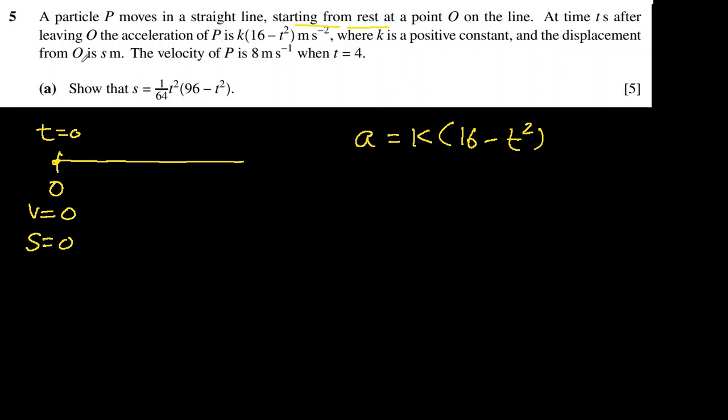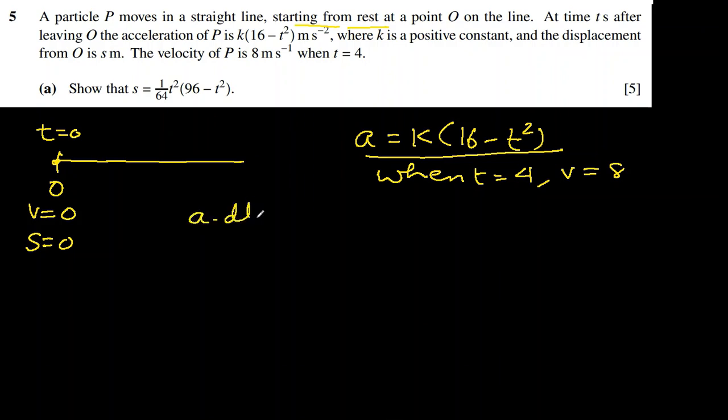The displacement from O is s meters. The velocity of P is 8 when t is 4. This will also help us show that the displacement is this. We have the acceleration equation. So from the acceleration equation, we need to get the velocity equation first, and only then can we go to displacement. We'll integrate this whole thing with respect to time to get the velocity equation first. So let's do it.